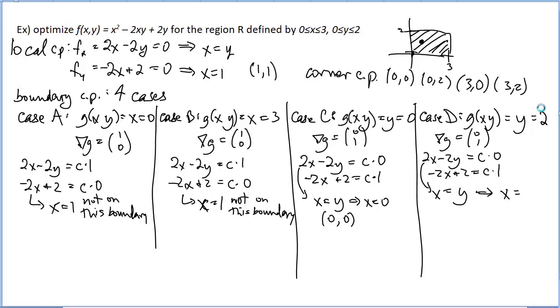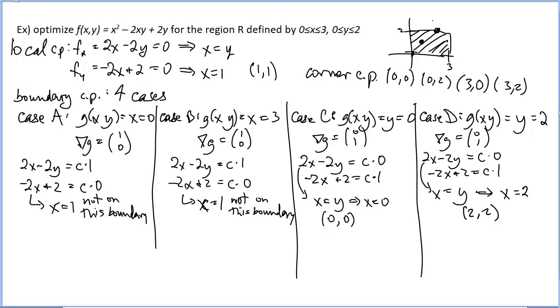Sorry. So these calculations are still the same, but now we have that since y equals 2 and x equals y, we have that x equals 2. Okay, so this gives us the boundary critical point, 2, 2. And just checking our situation, 2, 2 sits right there, and yes, that is on our region.